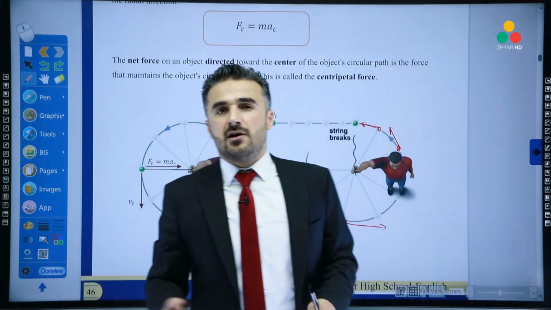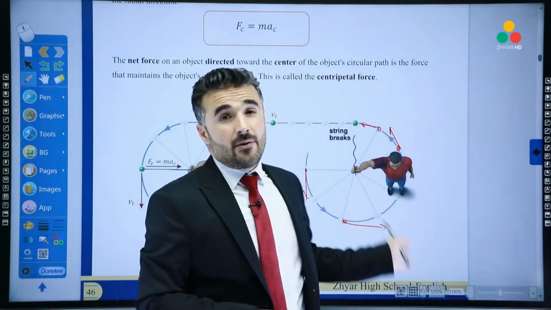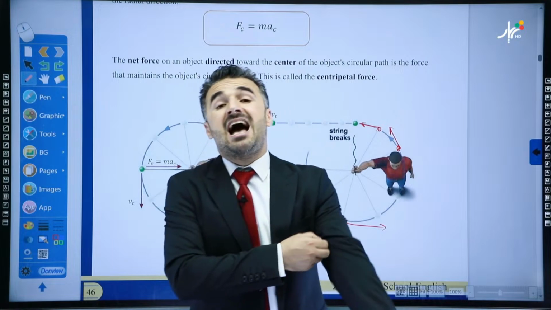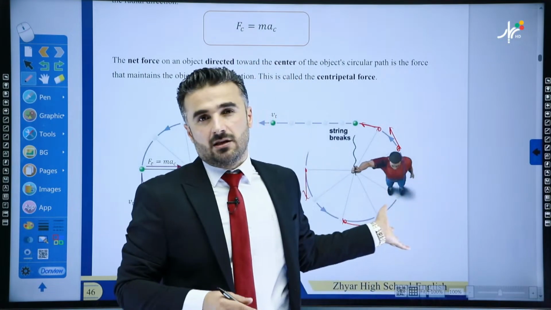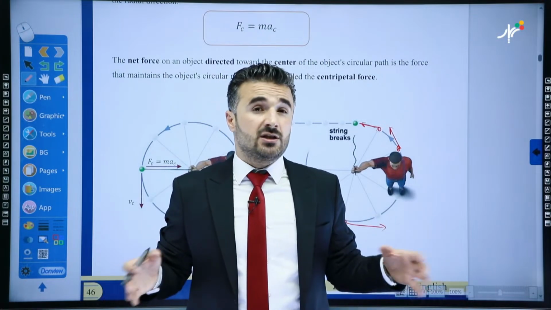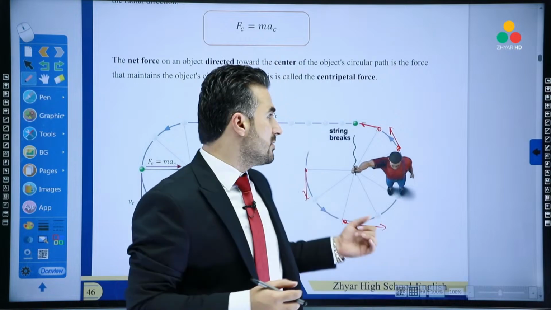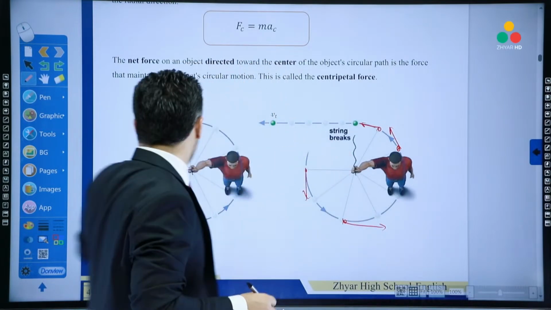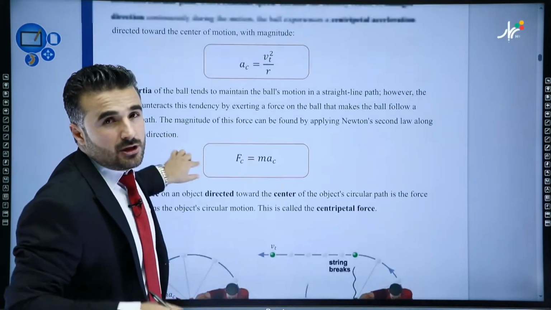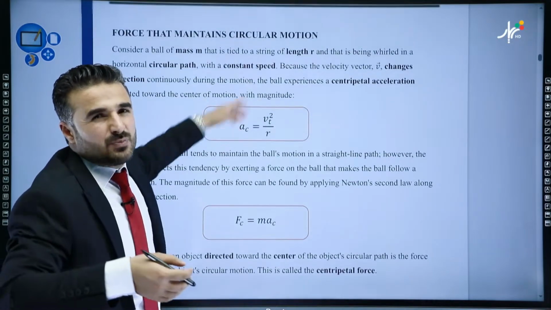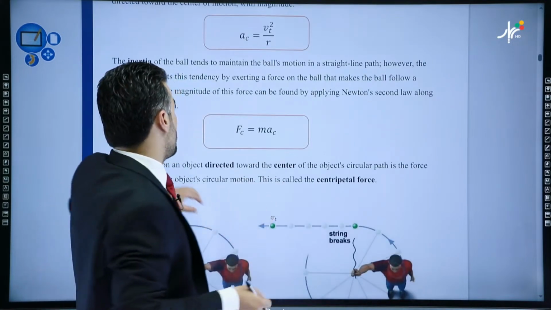Even if the magnitude of the velocity doesn't change, remember this, because the direction of the velocity is changing, that means you have acceleration. And this acceleration we used to call centripetal acceleration, and it is always directed towards the center of the circle. Very good. And what was the equation that we used? Centripetal acceleration equals tangential speed squared divided by the radius, or you can say velocity squared since we're talking about direction as well.